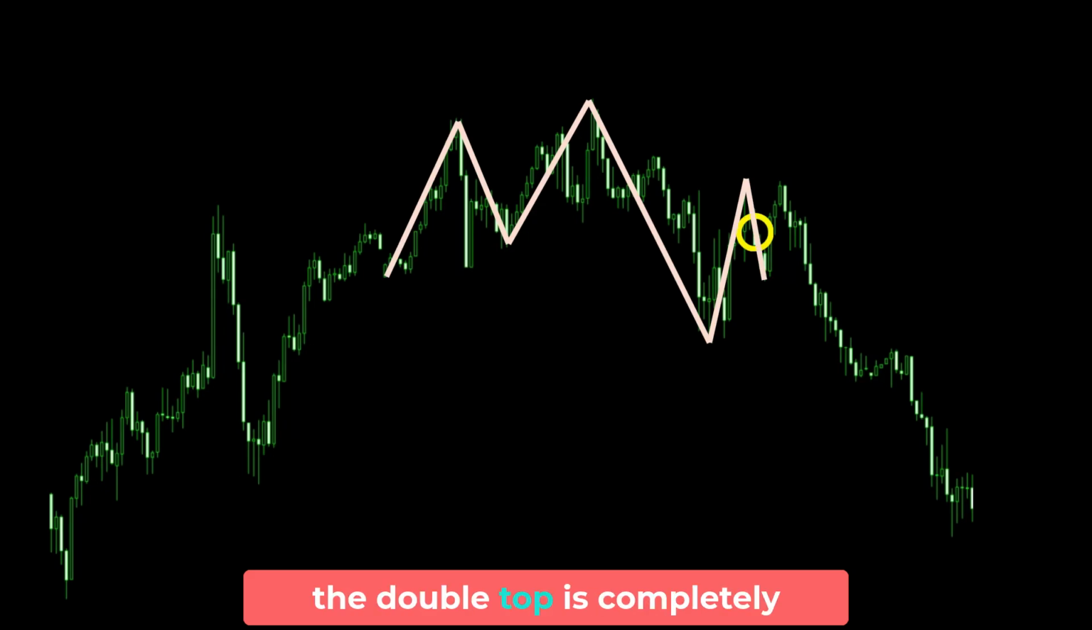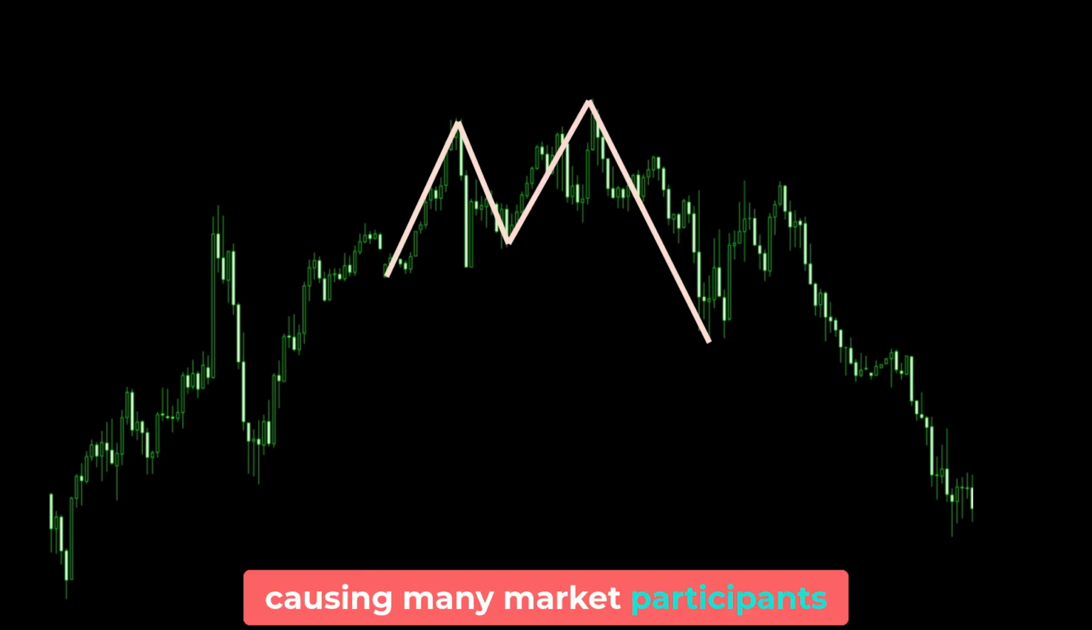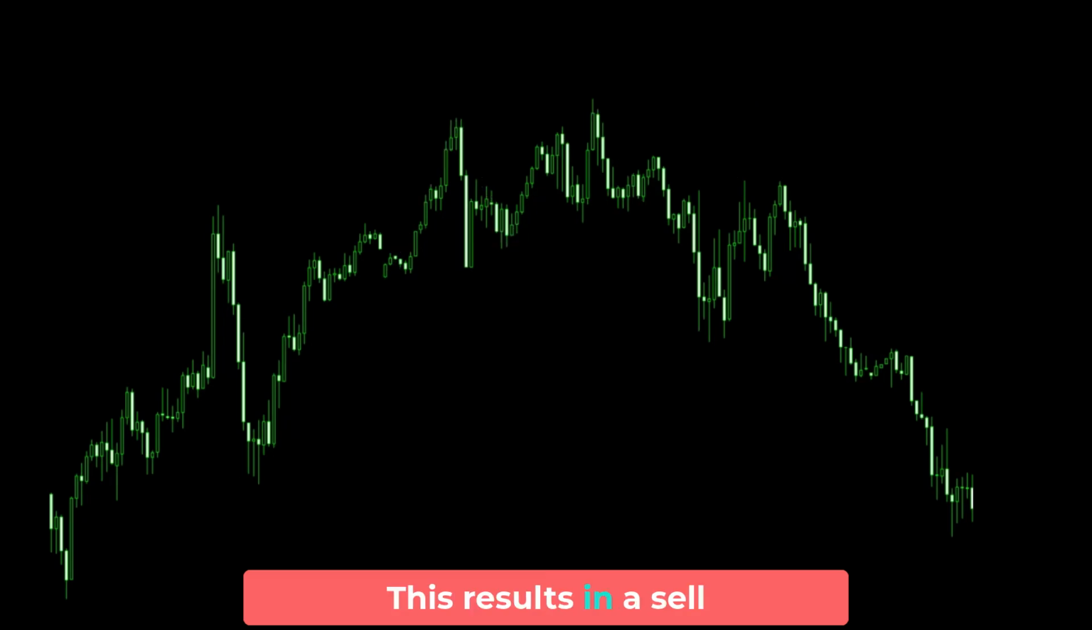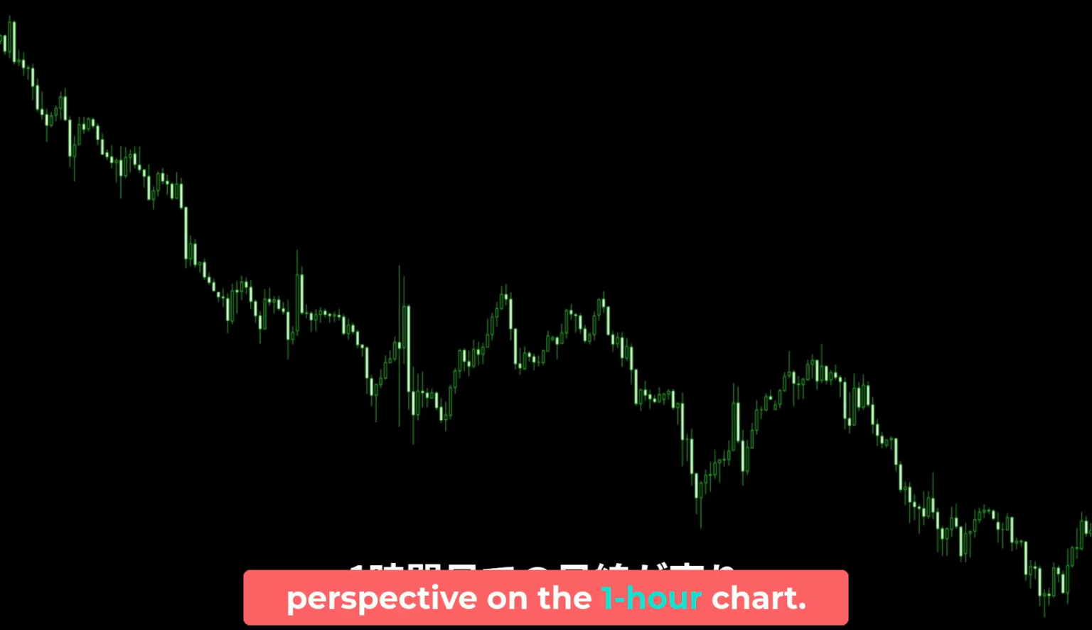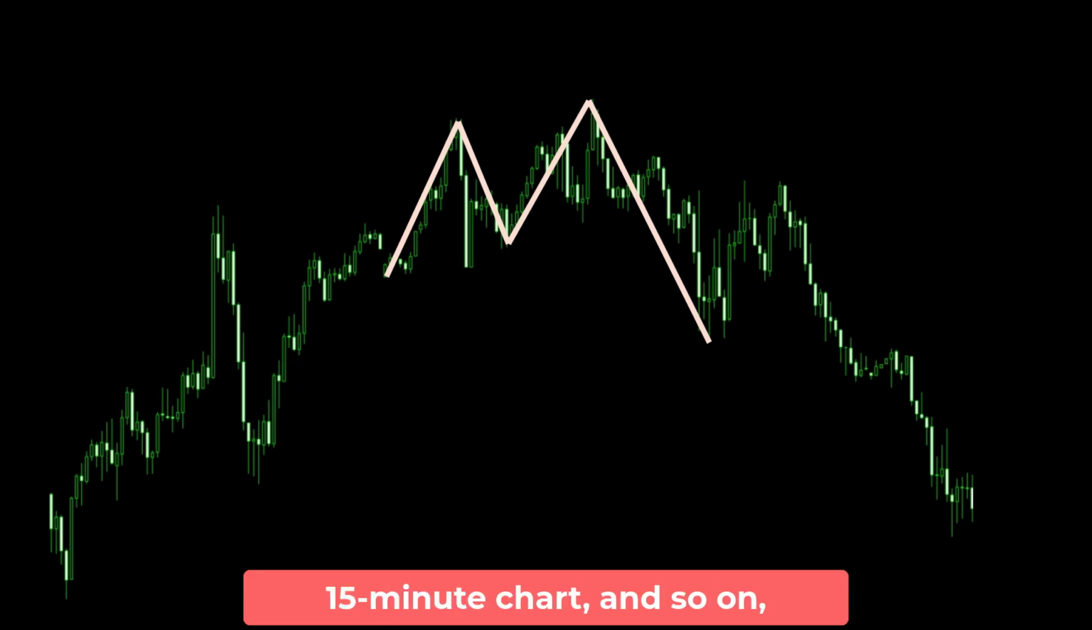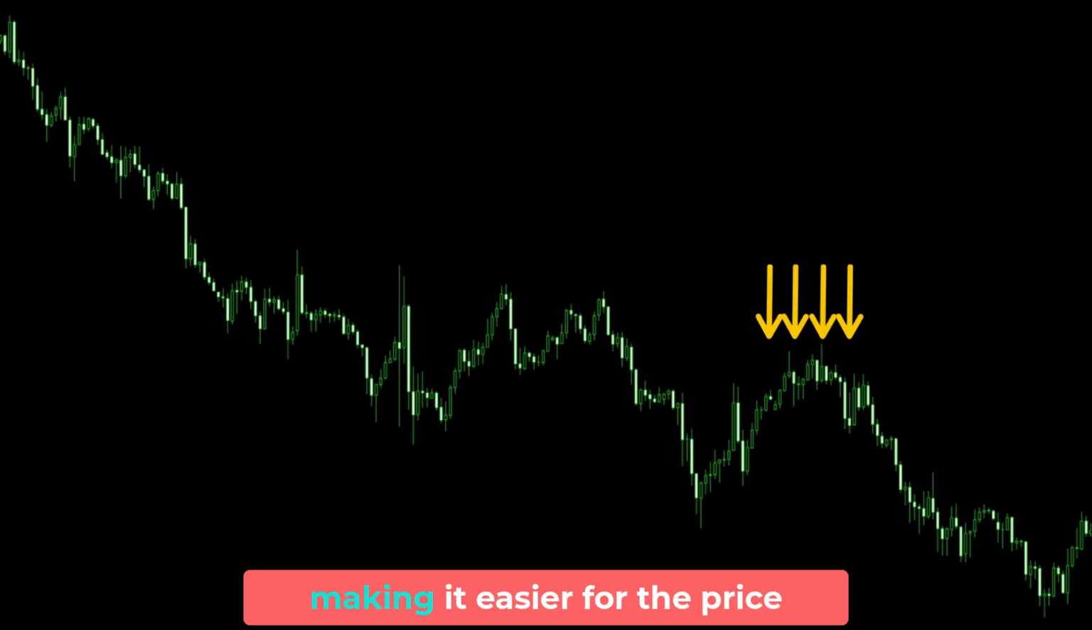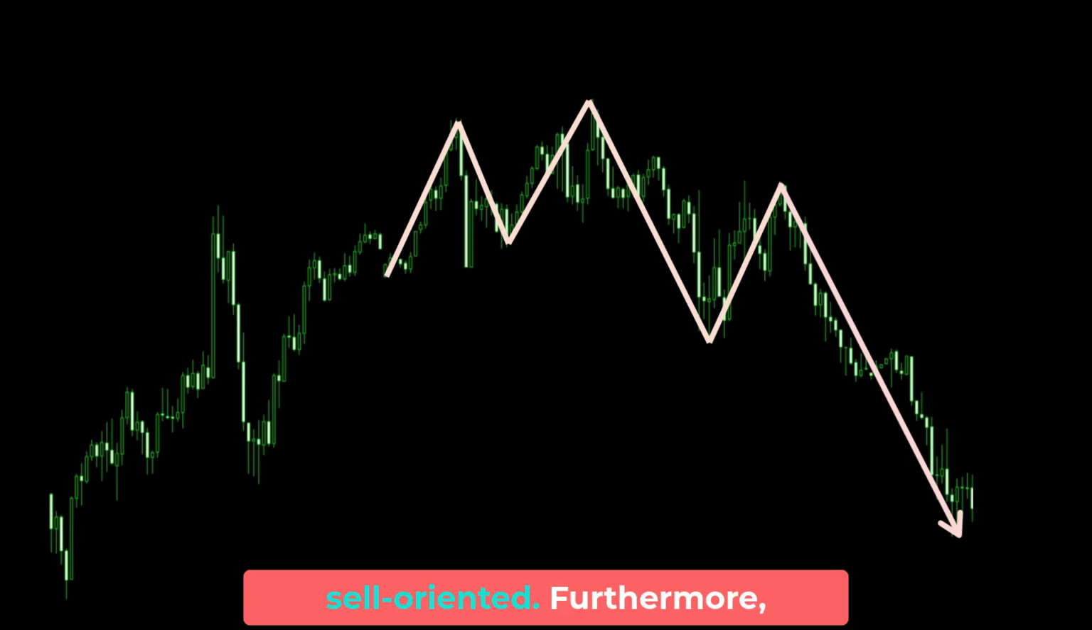Here, the double top is completely formed, so even at the 15-minute level, it failed to break the high. This fact is established, causing many market participants to have a sell perspective even at the 15-minute level. This results in a sell perspective on the 1-hour chart, a sell perspective on the 15-minute chart, and so on, making it easier for the price to fall as both long-term and short-term perspectives become sell-oriented.